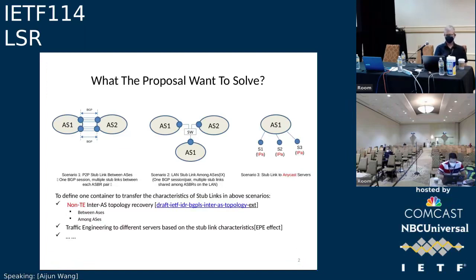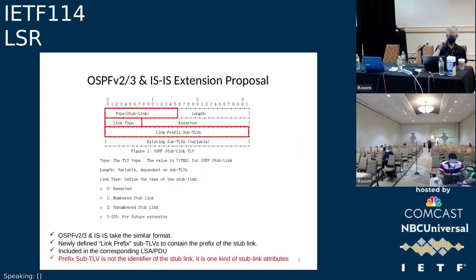And as pointed out on the mailing list, there are also other scenarios that can use such information to select the best BGP next hop. We can add it later in the document. So I think the related protocol extension is simple. We just define one new container. It is a new TLV to contain the link type and the link prefix associated with the stub link.